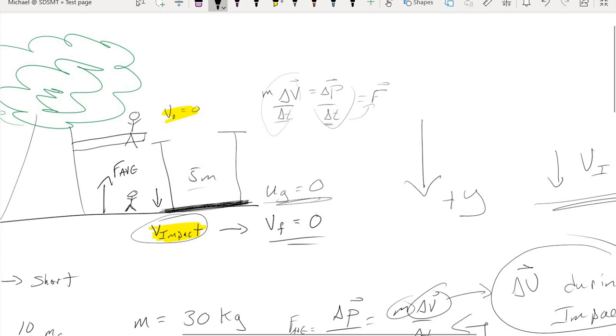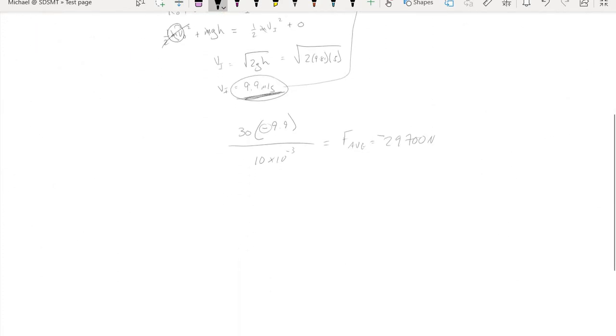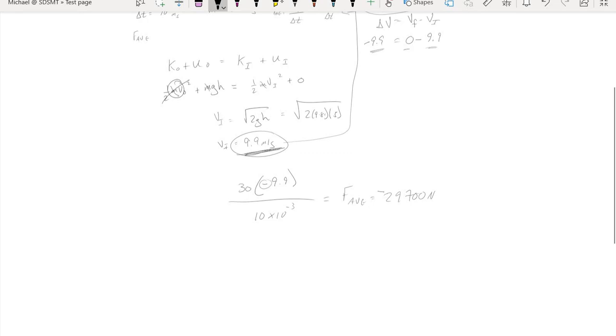The child jumped out of the tree, their velocity was oriented down, but then we had to go from 9.9 meters per second to zero. The only way to slow the child down would be to have a force operating in the other direction. Well, that other direction is the negative direction with respect to this reference frame. So that's where the negative sign comes from. That's why we have a negative 29,700 newtons. But let's talk about that amount of force.